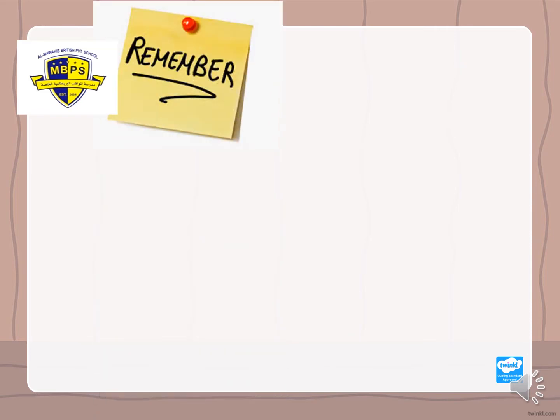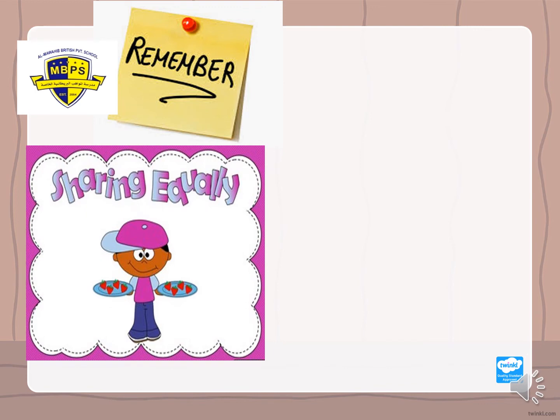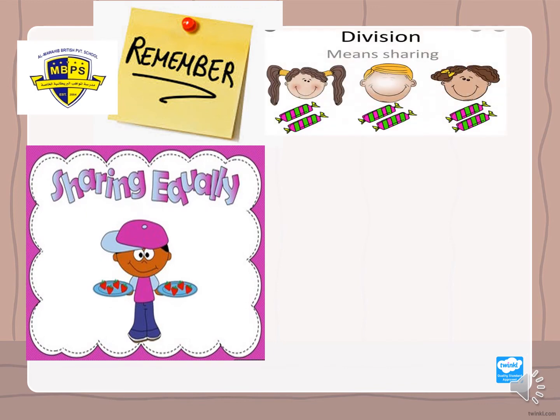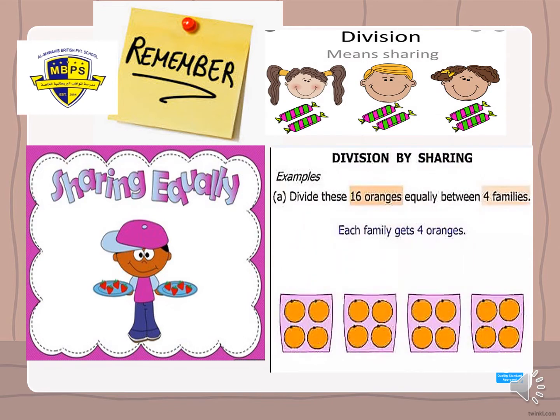Do you remember sharing equally? Do you remember that division means to share equally? If I say division by sharing, look at this example. Divide 16 oranges equally between 4 families. If I'm going to divide 16 between 4 families, this means that each family, as you can see in the picture, will get 4 oranges. This is what I mean by division.